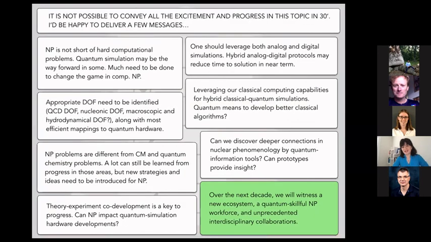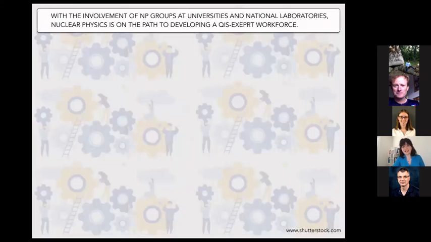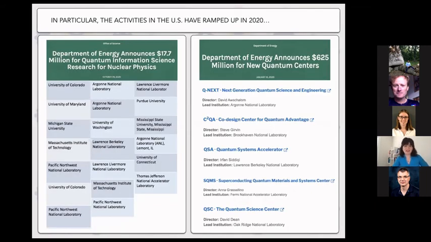And the last word is really the fact that over the next decades, we're going to witness a new ecosystem, a quantum-skilled nuclear physics workforce, and a lot of interdisciplinary collaborations that didn't exist before. And the reason for that is, at least as evidence: in the US, there's lots of activities. In fact, they've been ramped up since 2020 by the funding in nuclear physics for the universities and national laboratories to explore applications of QIS in nuclear physics.